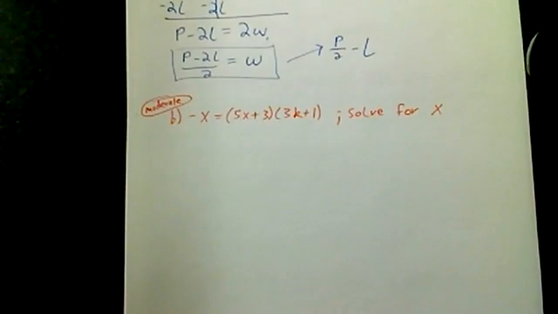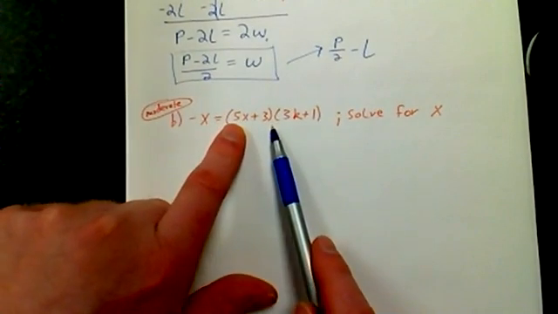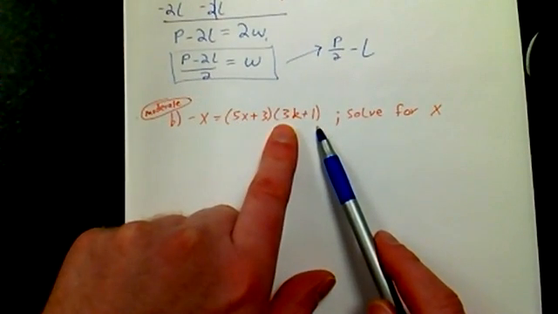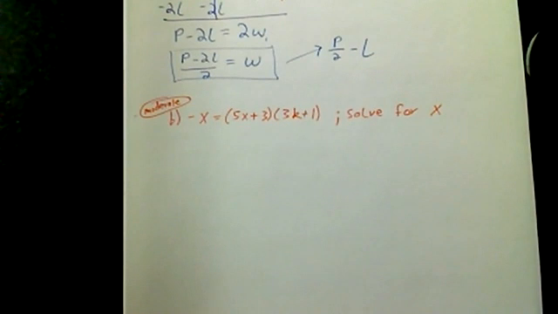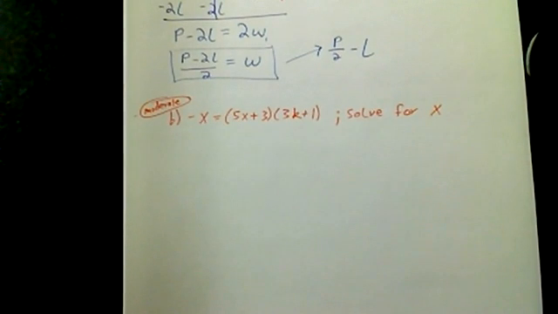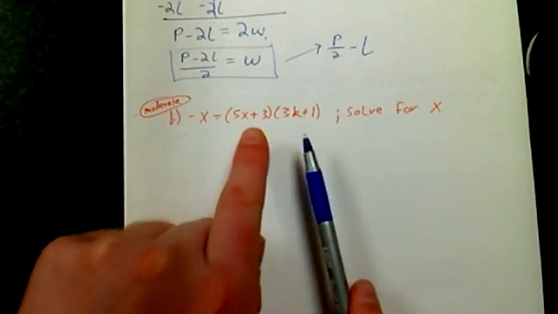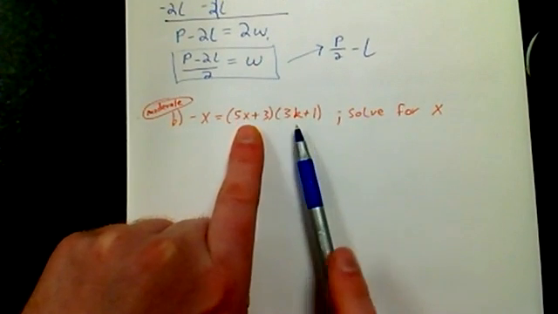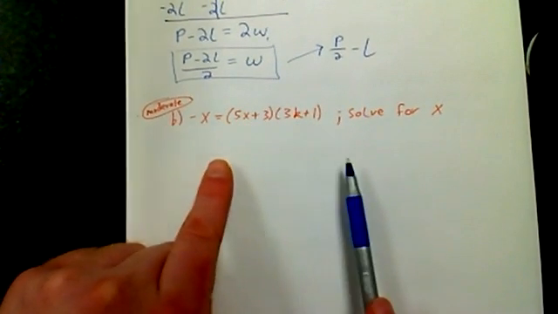This one's a little more fun. Negative x equals 5x plus 3 times 3k plus 1, and we're going to solve for x. Okay, so we're looking at this. There's not just a single x, there's a bunch of x's. Well, I guess there's technically two. So how am I going to do this? Well, I know since this is linear, I want to get the x's together. So I think the first thing I should do is unpackage this right-hand side. How do I get this expanded out?